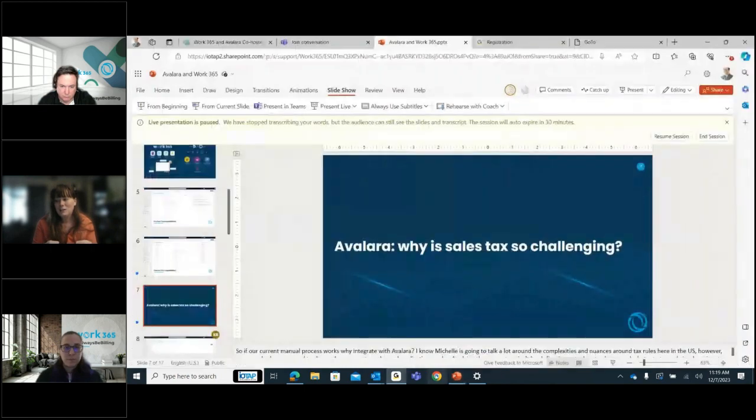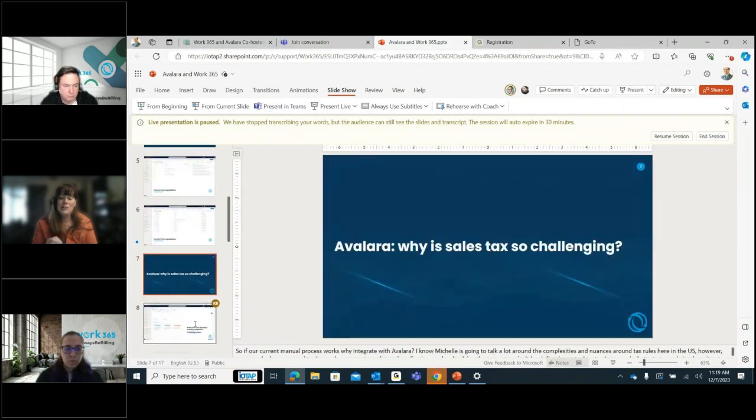Again, the key is really that it's quick, it's easy. You don't have to maintain any tax tables. It is live, it is accurate. It happens in under a second.